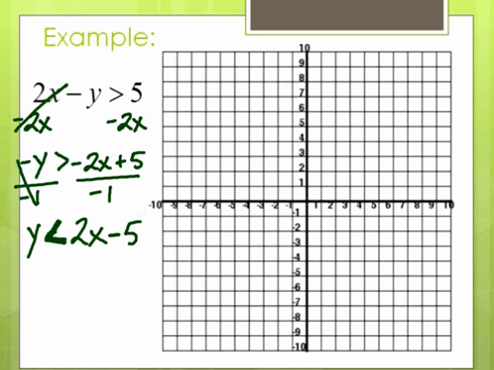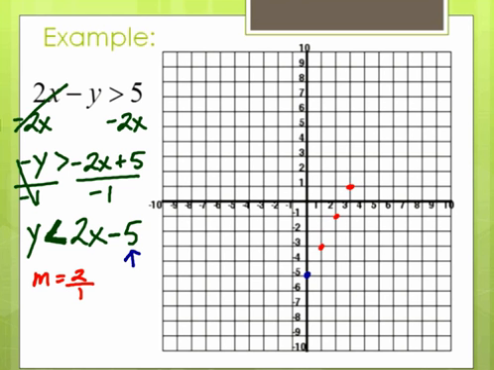Alright, so now this is in slope-intercept form. We know what the y-intercept is. It's right here at the negative 5. I'll go down from the origin to 5 and make that point. And then our slope here is 2 or 2 over 1. So from this point on the y-axis, I'll go up 2 and over 1, up 2 and over 1, up 2 and over 1. We can see that pattern arising there.